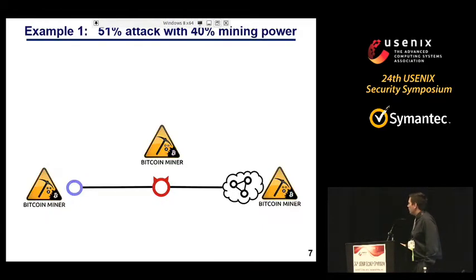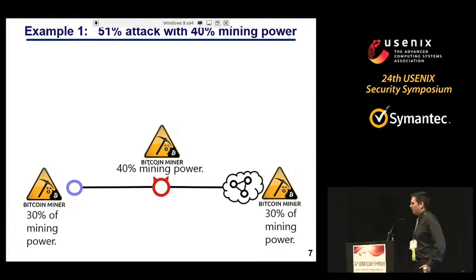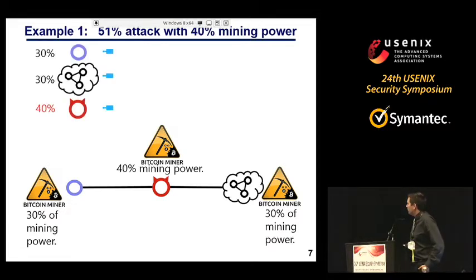Well, you can perform a 51% attack with less than 50% of the mining power. So in this case, we have an attacker that has 40% of the mining power. The purple node is also a miner with 30%, and the rest of the network has 30%. The rest of the network is drawn by this cloud. We're going to represent each party's view of the blockchain up here. The attack hasn't started yet, so they all see the blue block.